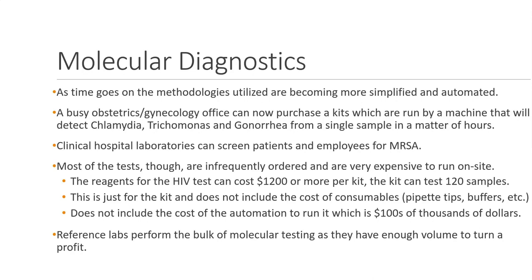Most of the tests, though, are very infrequently ordered, and these are extremely expensive to run on site. From the equipment that's needed to do the testing, to the actual kits themselves. The reagents for the HIV test can cost $1,200 or more per kit, and the kit can test 120 samples. And you don't want to be the individual responsible for a failed run. And then there's $1,200 plus all the other time for reagents and supplies and people involved.